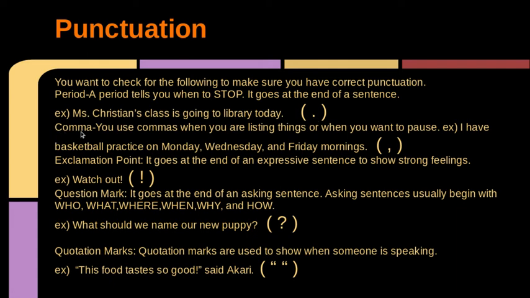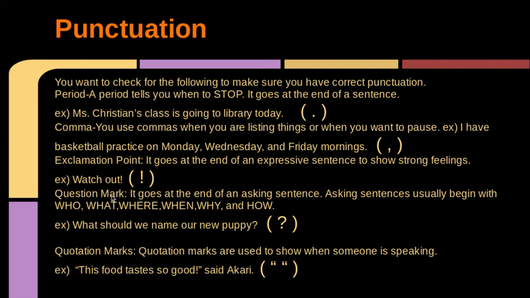Okay? The next one is a comma. A comma you use when you are listing things or when you want to pause. So for example, I have basketball practice on Monday, Wednesday, and Friday mornings. That's what a comma looks like. Okay, next is an exclamation point. It goes at the end of an expressive sentence to show strong feelings. Like if someone's throwing a football and it's about to hit someone in the head, watch out! And then you put your exclamation mark at the end.